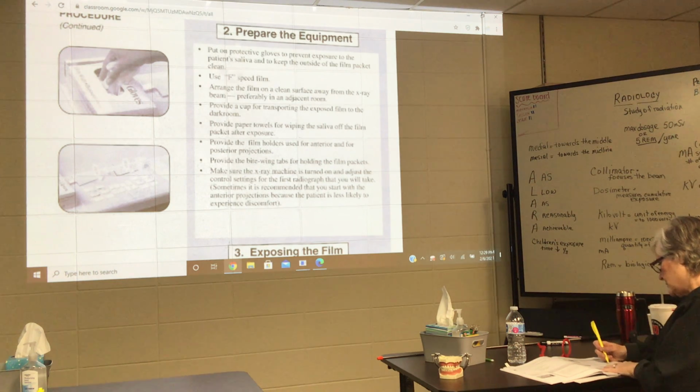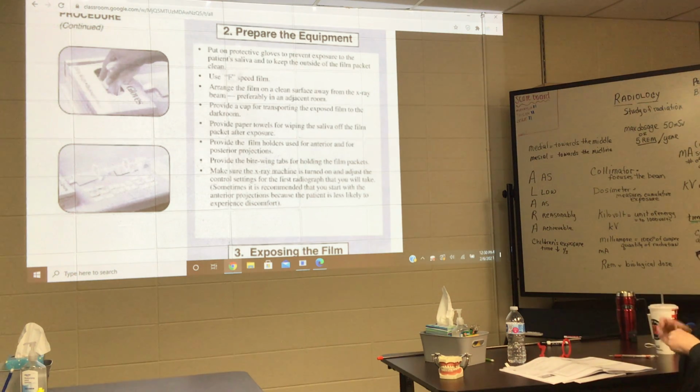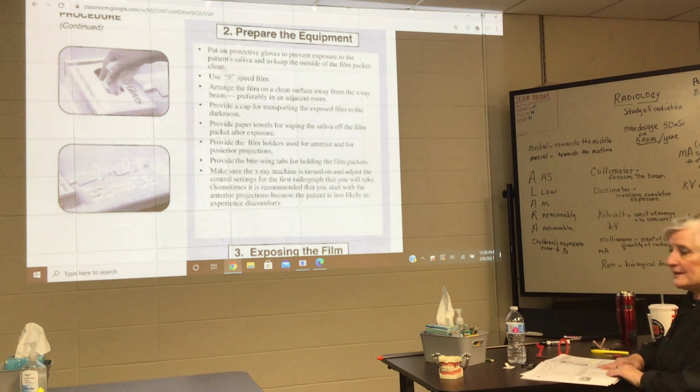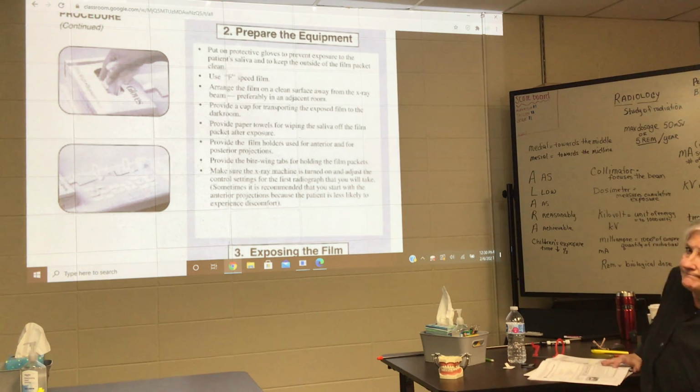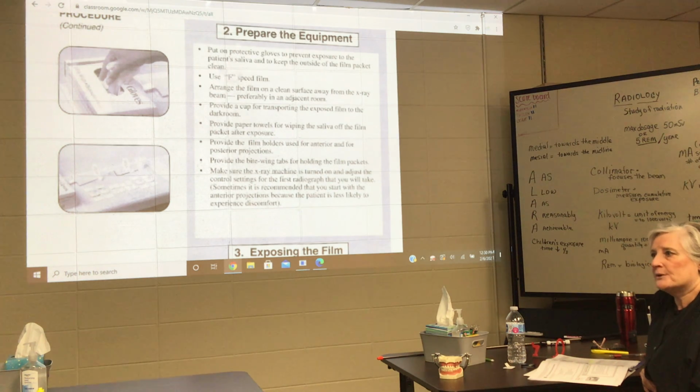So just highlight from where it says you start with the anterior projections because the patient is less likely to experience discomfort. That is a question on the test too. In practice, we actually start with the posterior. But for the test, I want you to know that we start with the anterior teeth. I don't want you to be confused, because when we go back there and start actually taking these x-rays, we're going to start with the posterior teeth. That's the way our computer program has us do it, and that's the way we're going to do it. But for the test, you start with the anterior teeth.